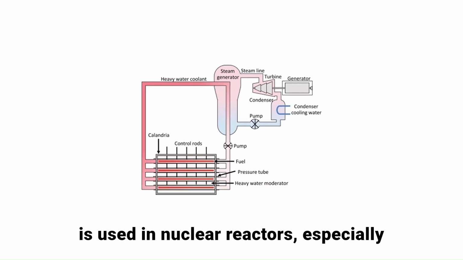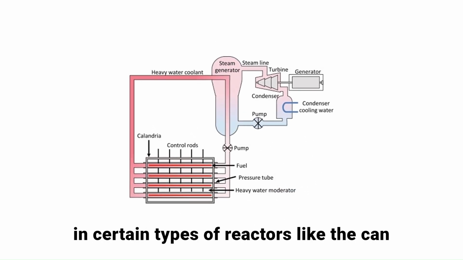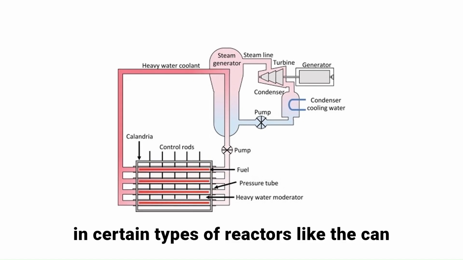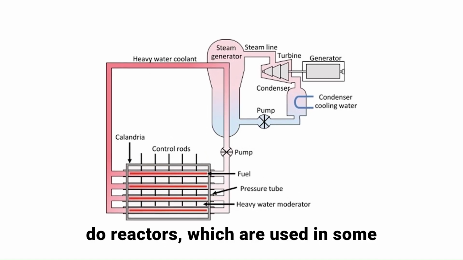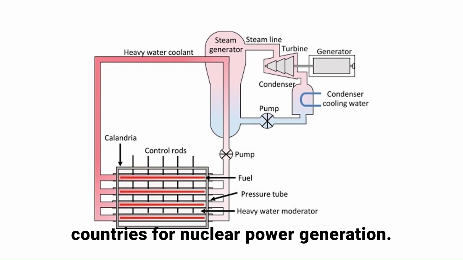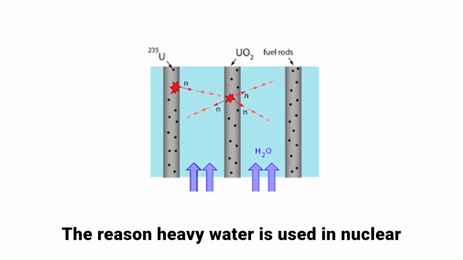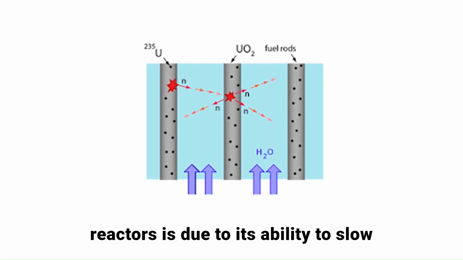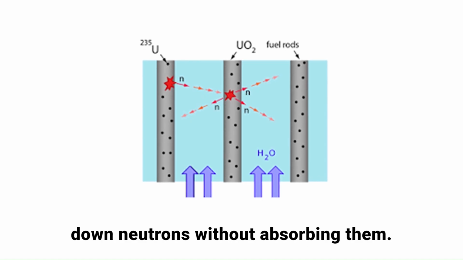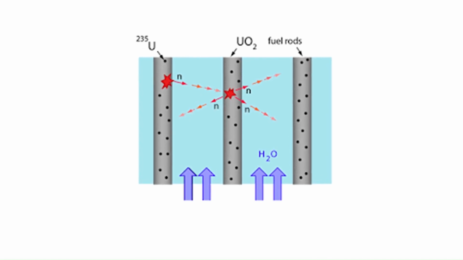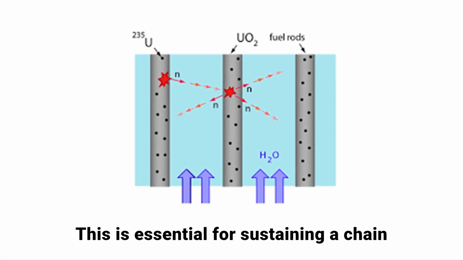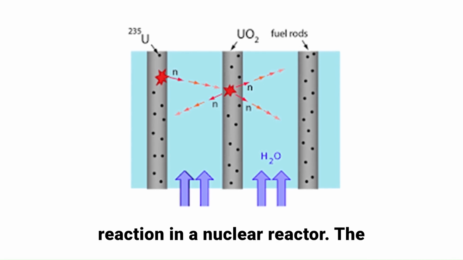Heavy water is used in nuclear reactors, especially in certain types of reactors like the CANDU reactors, which are used in some countries for nuclear power generation. The reason heavy water is used in nuclear reactors is due to its ability to slow down neutrons without absorbing them. This is essential for sustaining a chain reaction in a nuclear reactor.